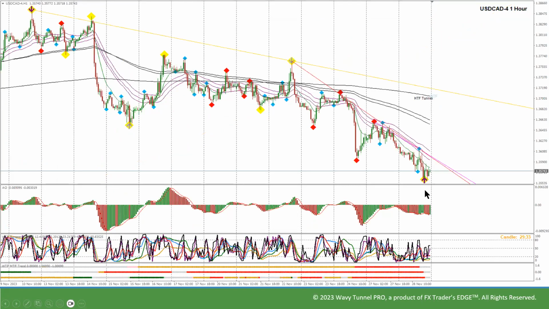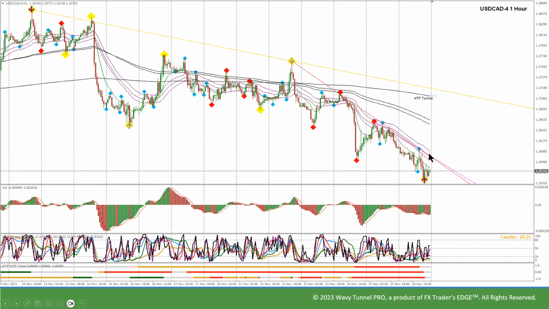Dollar Canada, same story. We have these purple arrows on 3 consecutive time frames, one higher, one lower. So you want to do the same thing. You want to look at the smaller time frame and look for a move back into the wave. So this is a counter trend move, okay? When you see something like this, counter trend move.